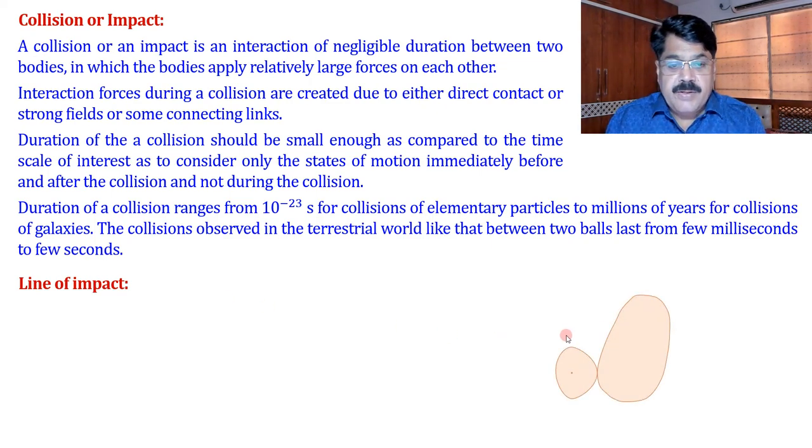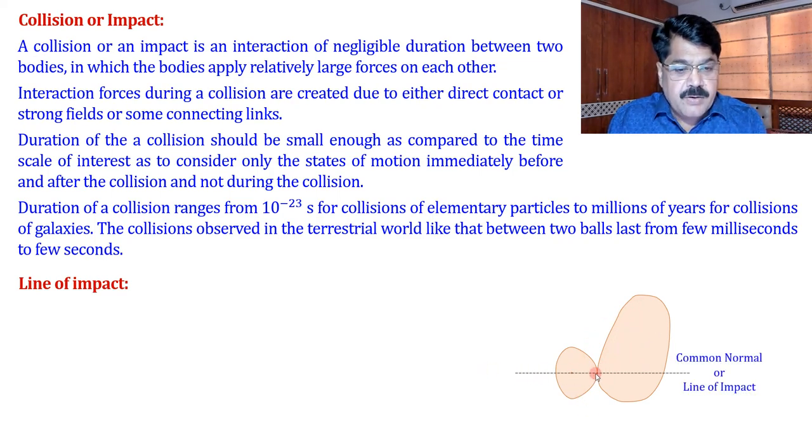Say here, we consider these two bodies, they are making collision. So they may be two stones, so they will make contact during collision. So here at the contact point, we can draw a common normal, and this common normal is called line of impact. And we can draw a tangent also, and that tangent at the contact point will be a common tangent to both the bodies. So we call it common tangent.